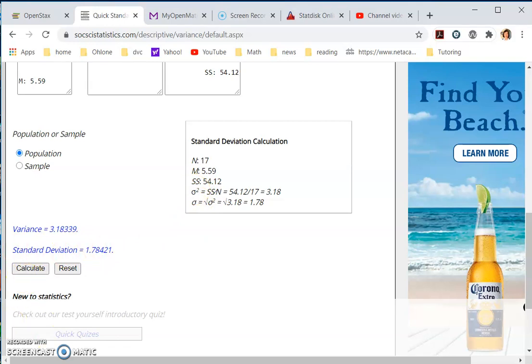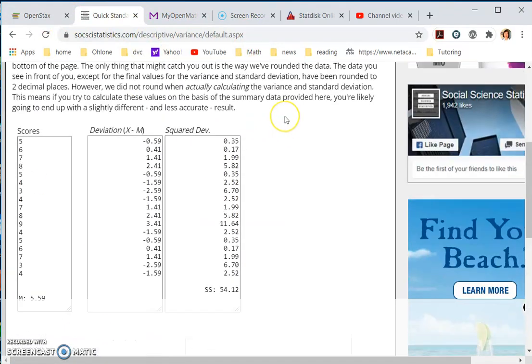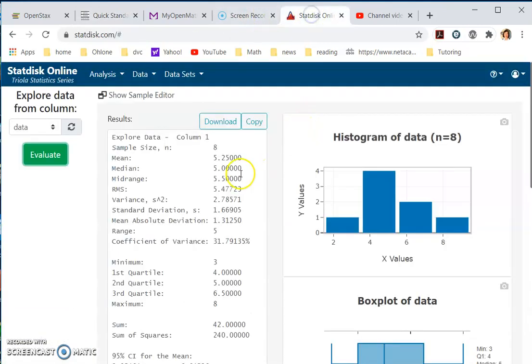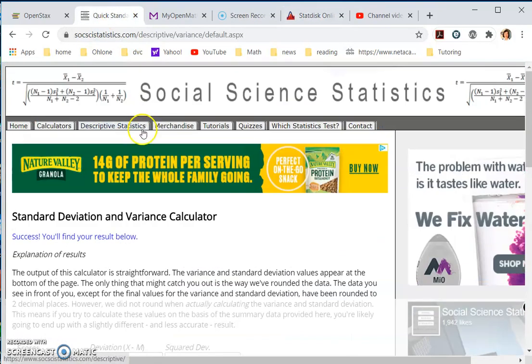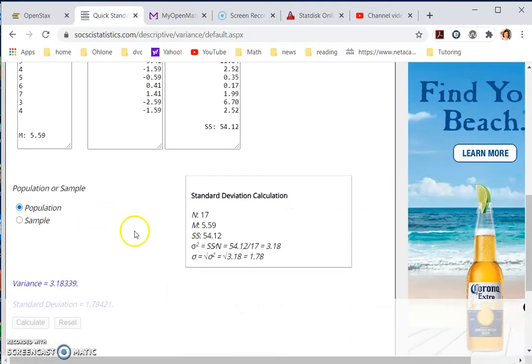So that's all I have to say. This is how you calculate standard deviations. You use Statdisk to calculate sample standard deviation, and you use the social science statistics calculator to calculate population standard deviation, which is very rare.